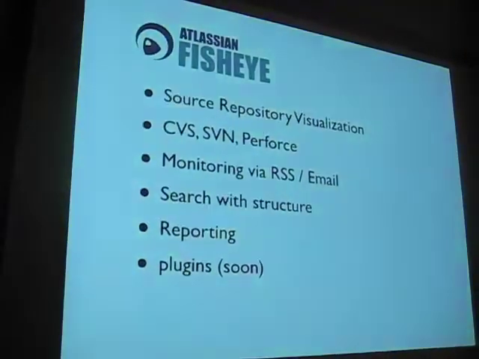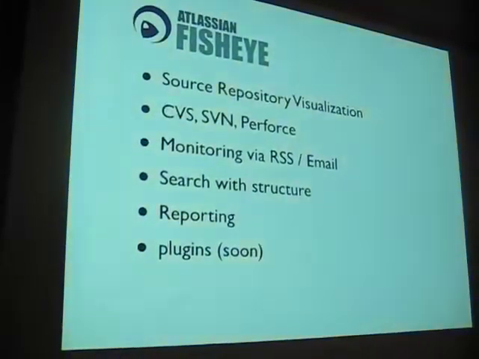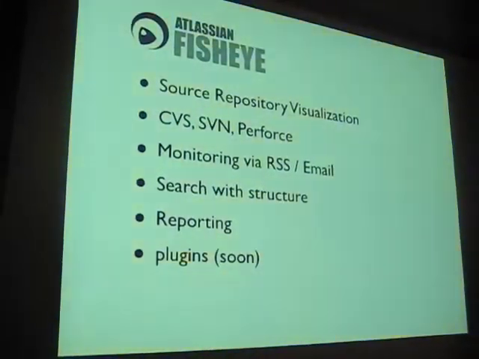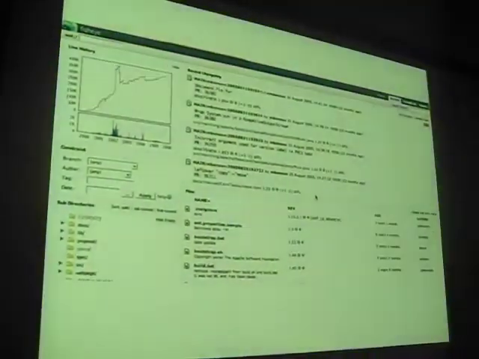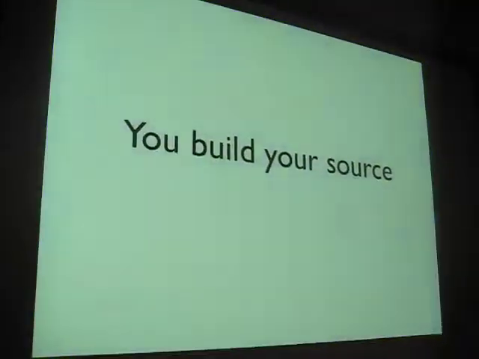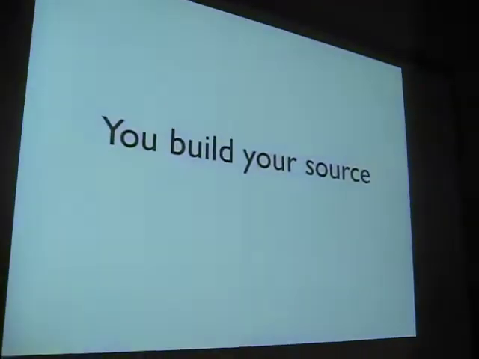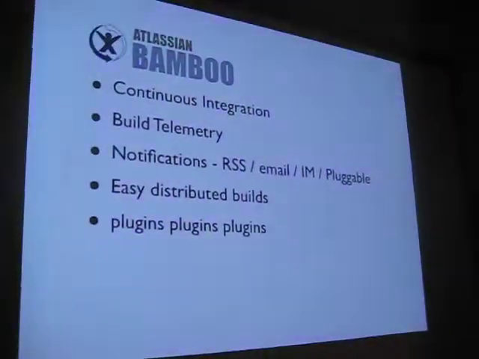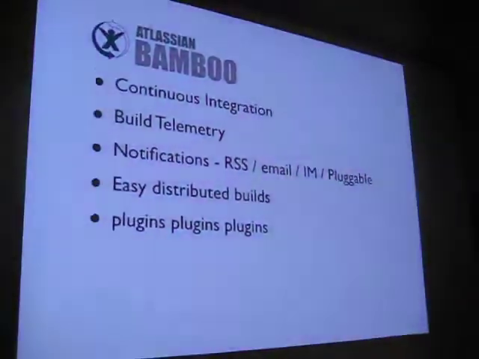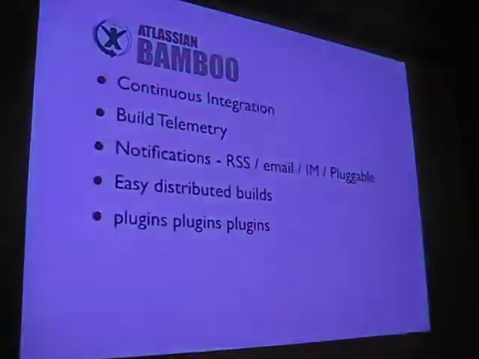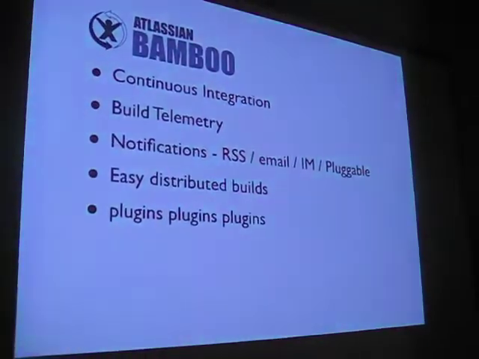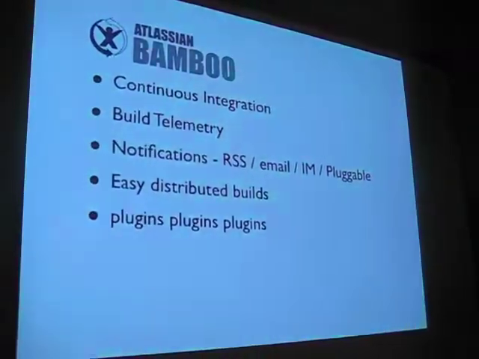Fisheye does a whole lot of cool stuff that opens up your repository so that it's not so much of a black box. There's a really fuzzy screenshot of Fisheye. You also build your source occasionally, and for that you might want to check out Bamboo. Bamboo is a continuous integration server. I guess its niche is it provides really cool build telemetry, which is marketing wank word for graphs.